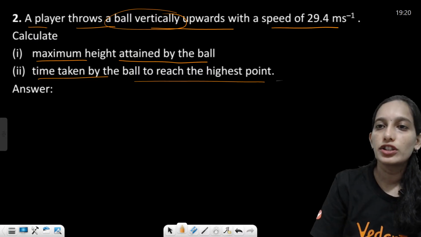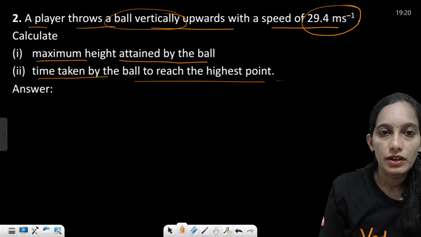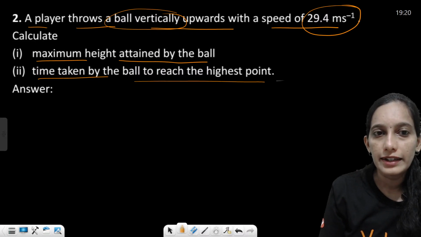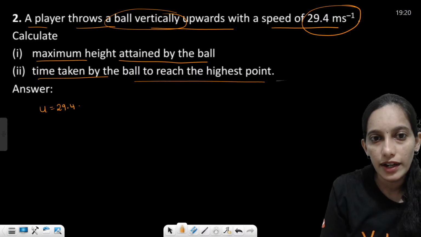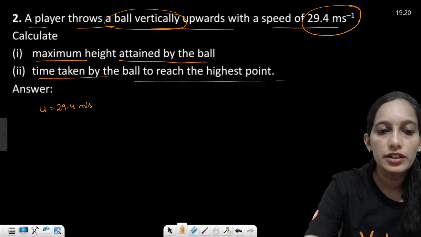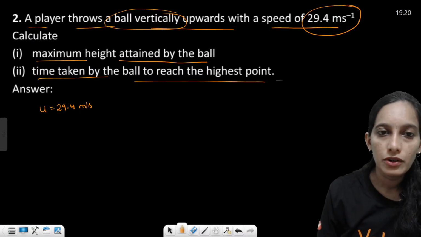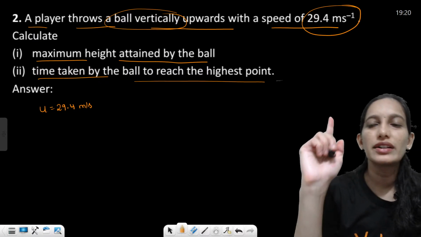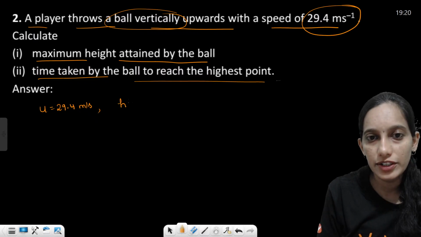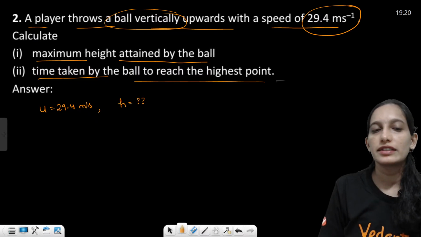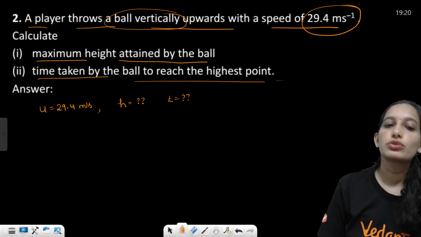Okay, the initial speed is given, it is 29.4 meter per second. So I can say u is equal to 29.4 meter per second. Hope it is clear. So only one data is given. What are we supposed to find out? The maximum height reached, h, let us say, and then the time taken, how much time it takes to reach that maximum height.